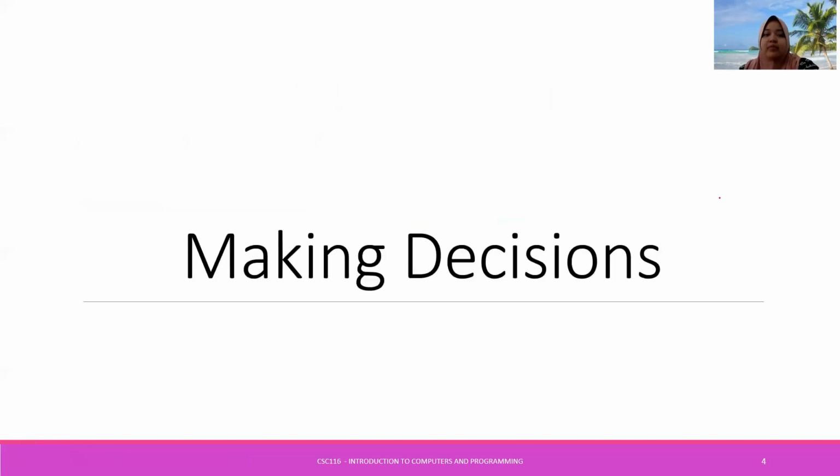First I will introduce what actually making decision is in CSC 116. The concept of making decision is the same as CSC 1 to 6, which is your C++ programming. Sama saja konsep dia. You have to understand the concept, and any language you learn in the future, you will be able to do it easily.